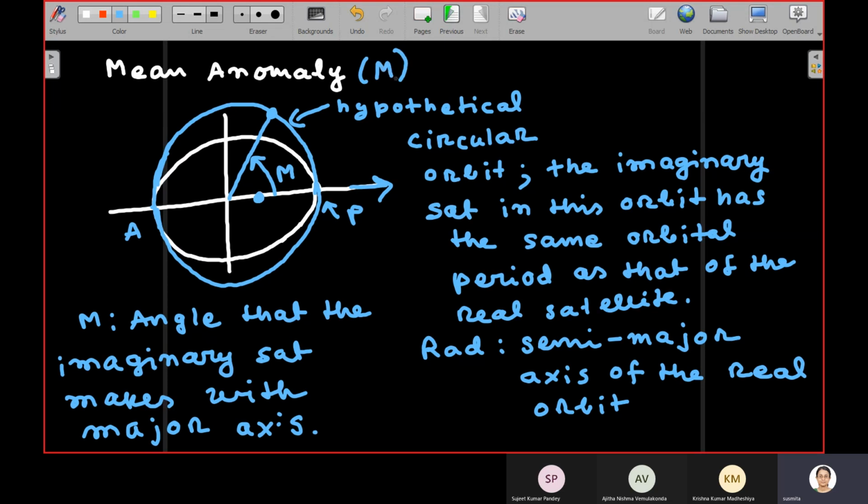How about the real satellite in the real orbit? Let's say at the same point in time. So this has to be defined at a particular point of time. We have defined all other Keplerian parameters at the time of ephemeris, right? So mean anomaly is also given at the time of ephemeris.